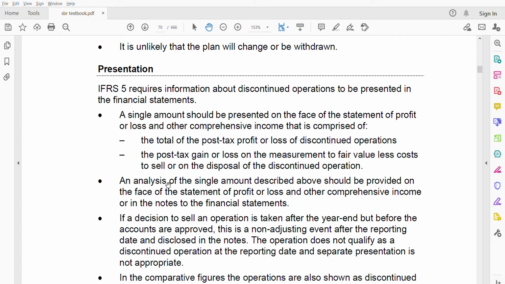Second, an analysis of the single amount described above should be provided on the face of statement of profit or loss and other comprehensive income or in the notes to the financial statements. Now, what does the second point mean? The second point means that either you can show it on the face of the statement of profit or loss and other comprehensive income, or you can write it as a note to the financial statements.